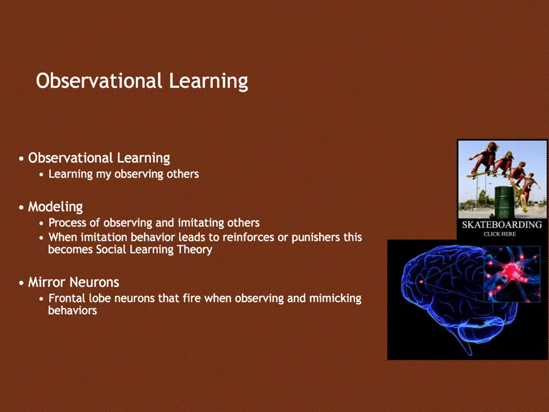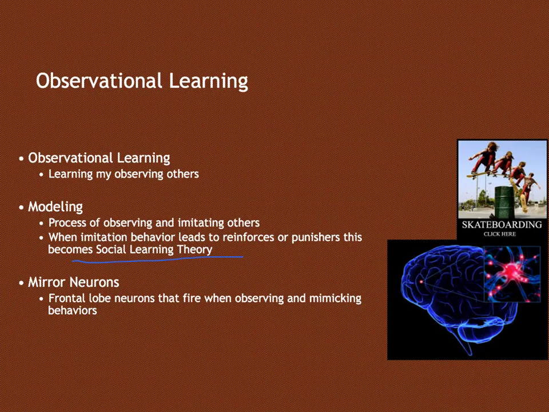Okay, so if I see another student in the hallway helping pick up books and papers that another student had dropped, and then that student who helped is rewarded by a teacher or a principal, I would then want to model that behavior so that I might be able to get that reward. Or make a new friend possibly. So modeling is the process of observing and imitating others. When imitating behavior leads to reinforcement or punishment, that becomes social learning theory. Remember, observational learning is the fundamental basis for social learning theory.